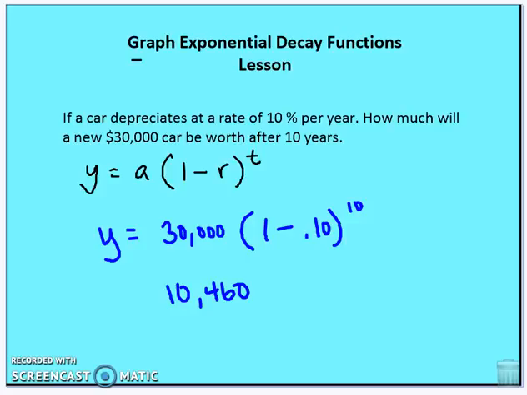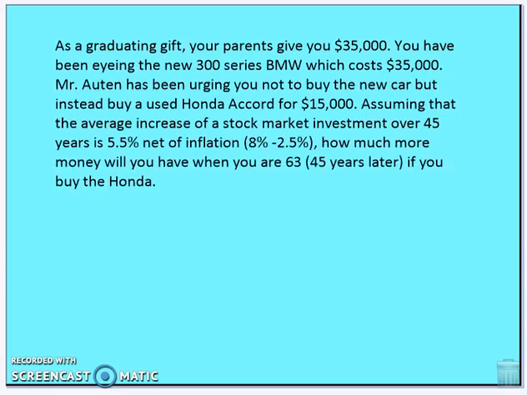All right, so we start, y is equal to $30,000, the initial amount outlaid, times 1 minus 0.10 to the 10th, and you should end up with $10,460. All right, so here's a problem for you to work out. I'm going to let you read this on your own for the sake of time, and then I'm going to show you the answer.